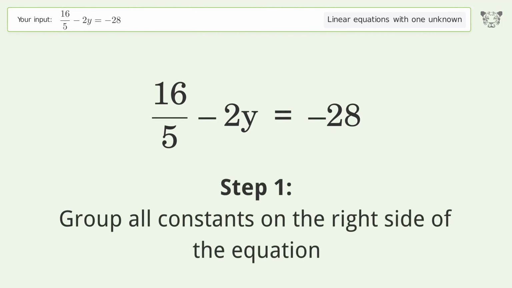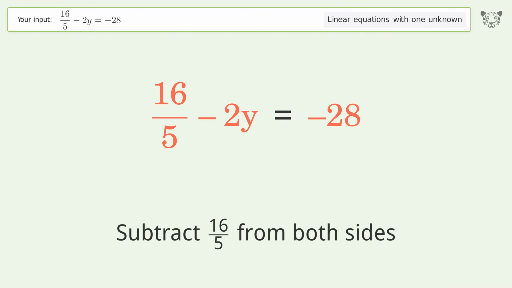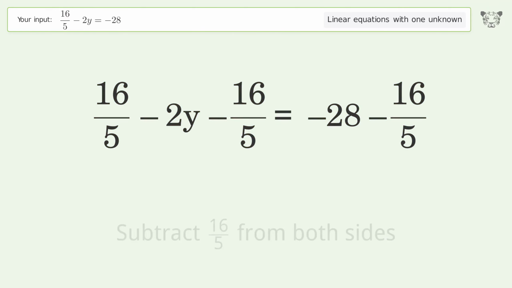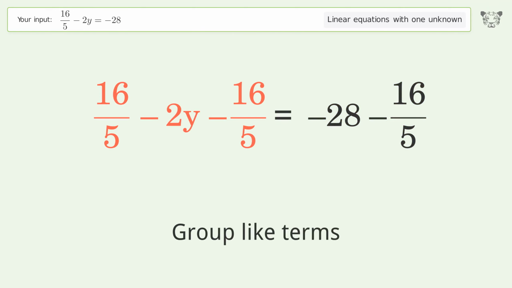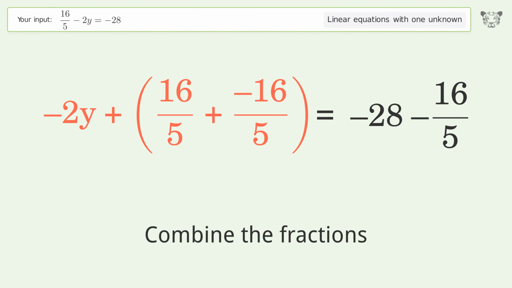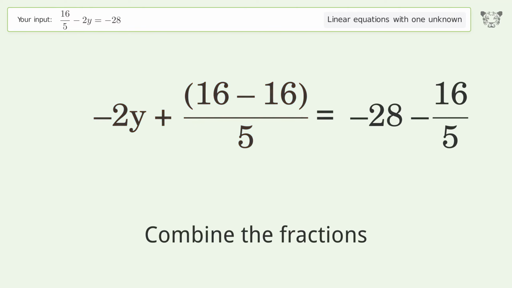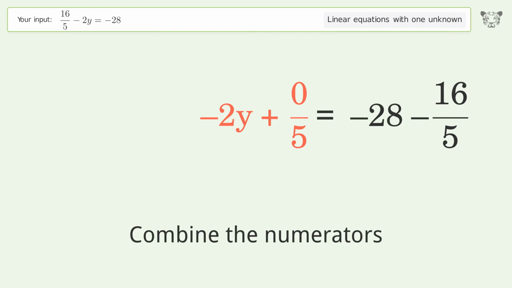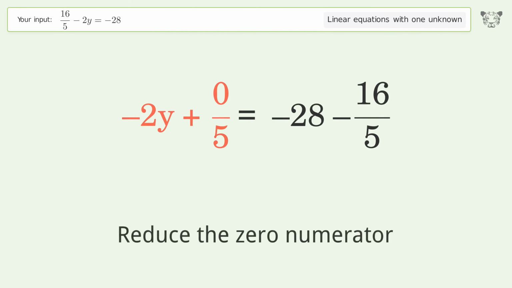Group all constants on the right side of the equation. Subtract 16 over 5 from both sides. Group like terms. Combine the fractions. Combine the numerators. Reduce the zero numerator.